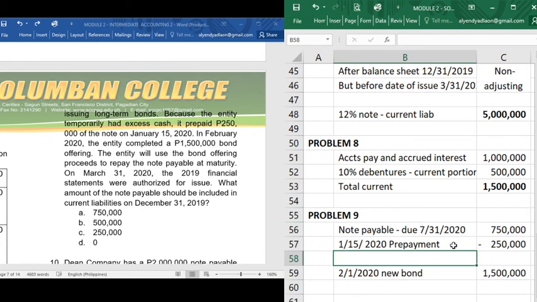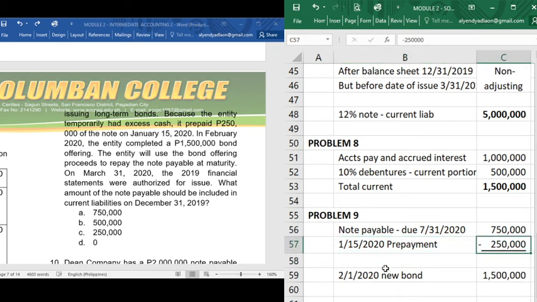Okay? How about the prepayment? It was paid in advance, 250. But question, when was it paid? On January 15. So therefore, it was not paid in 2019. It was paid in 2020. So, as of 2019, what is asked? As of 2019, how much is the debt?